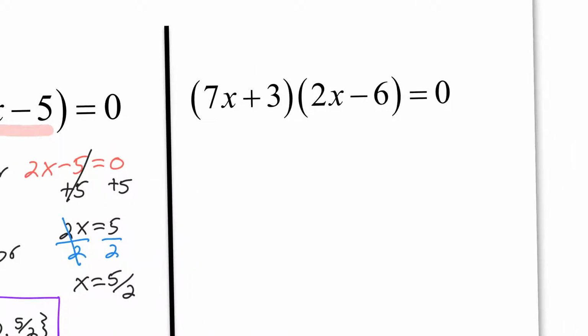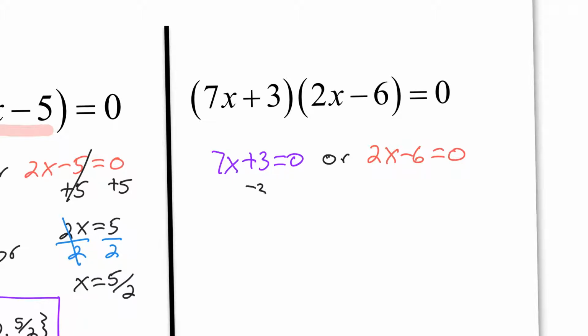So the next one, same idea. You guys already know how to set up the two parentheses. So I'm going to do the first one: 7x plus 3 equal to 0. And this is just extra practice for you guys to see. The second one is going to be 2x minus 6 equal to 0. So we have one option or the second option, the purple or the red one. I'm going to solve each one.